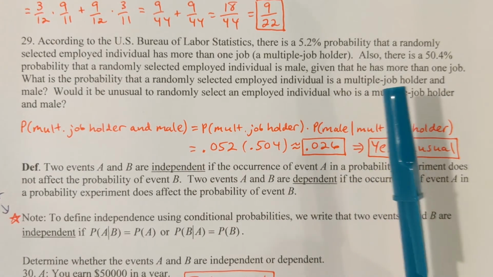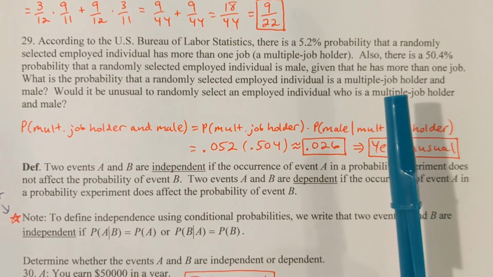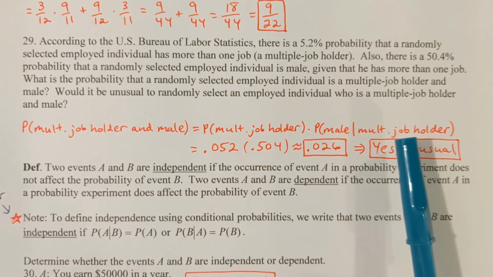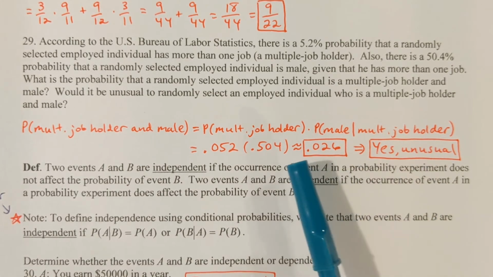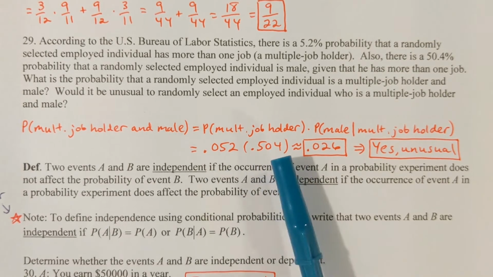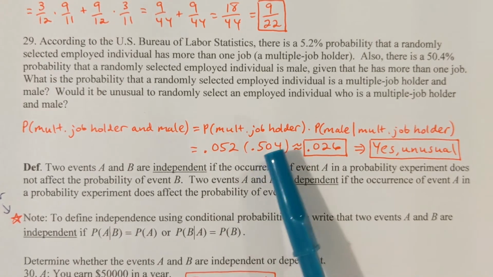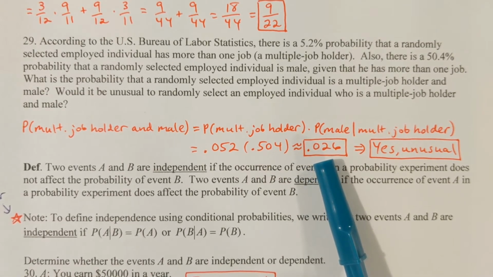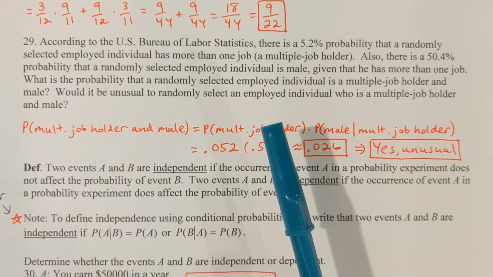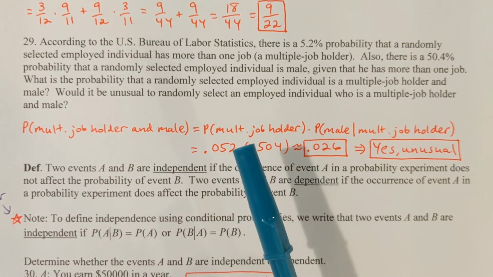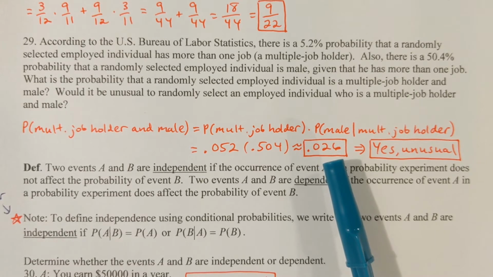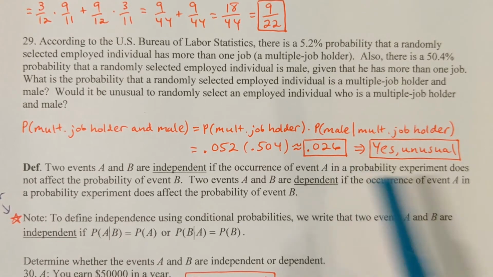And then in the next sentence it says, also there is a 50.4% probability that a randomly selected employed individual is male, given that he has more than one job. Okay, well that's this other probability then. So basically in this problem we just need to simply multiply these 2 numbers together and we get roughly 0.026 if we round to 3 digits. Would it be unusual to randomly select an employed individual who is a multiple job holder and male? Yeah, that would be pretty unusual since we have less than a 3% chance of that occurring. It's likely not to happen.